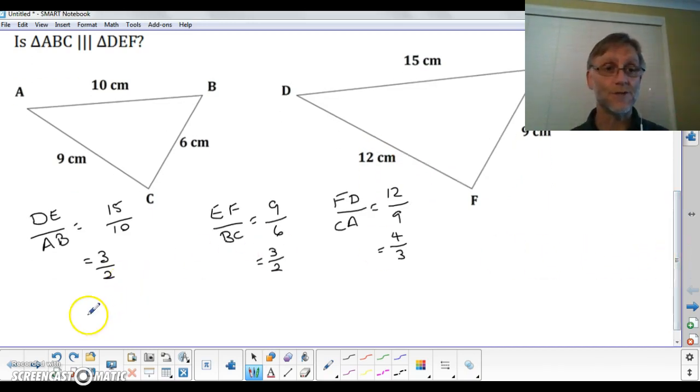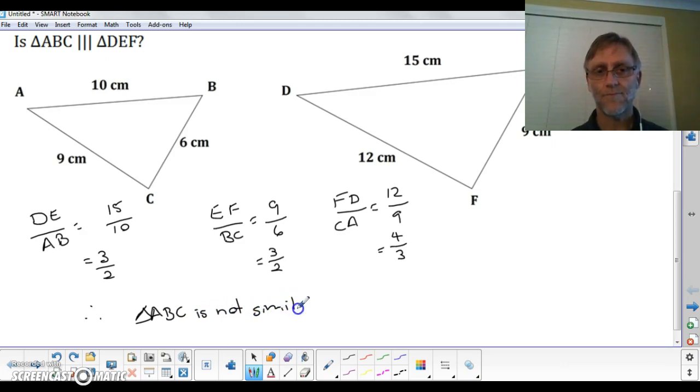So I write the conclusion: therefore, triangle ABC is not similar to triangle DEF, and the reason is sides are not in the same ratio.